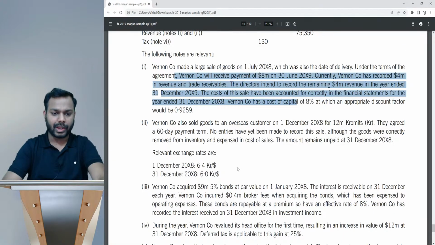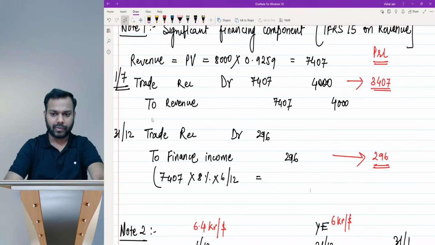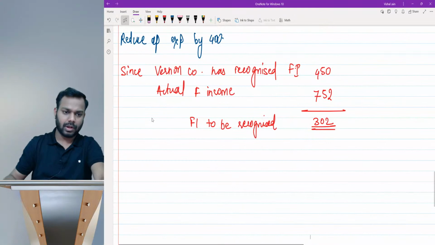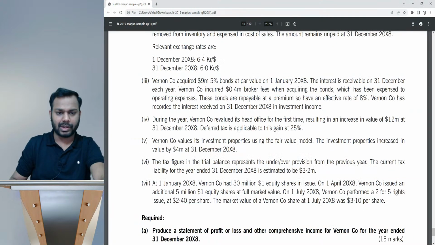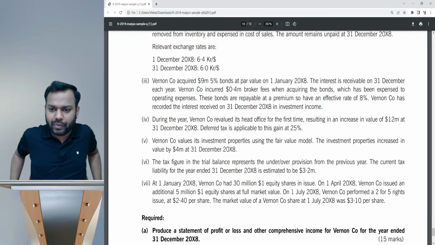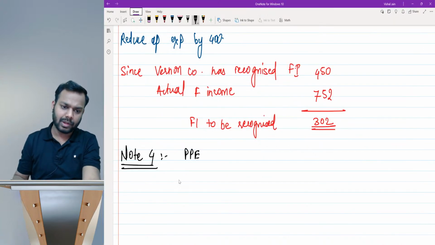Now let us move on to working note number 4. Working note number 4 is for property, plant and equipment. Okay, now let's understand this. During the year, Vernon company revalued its head office for the first time, resulting in an increase of 12 million. Now tell me, what is the entry for this one?